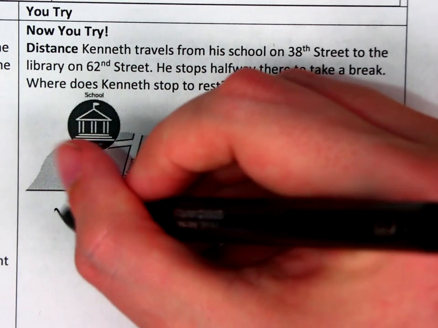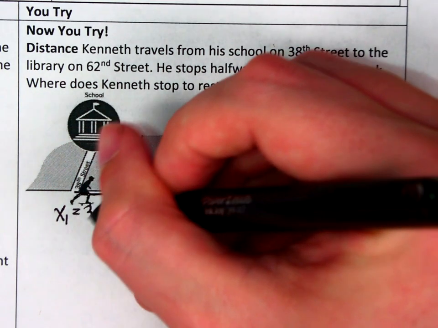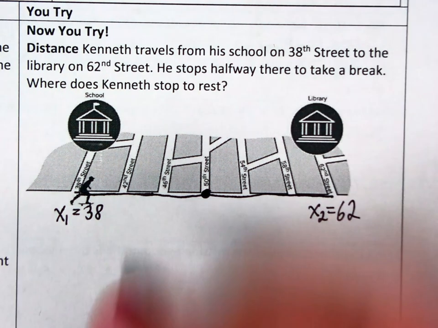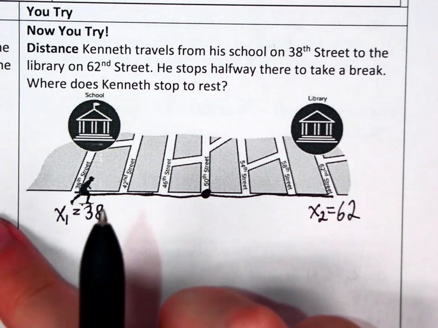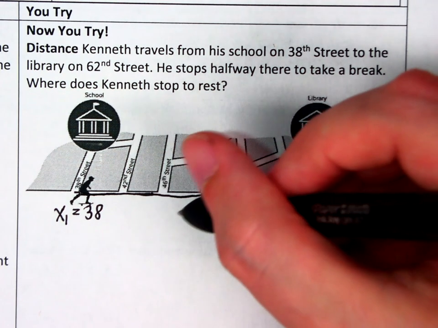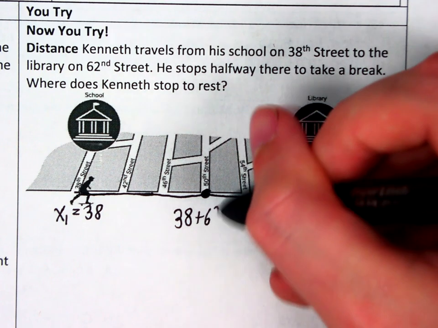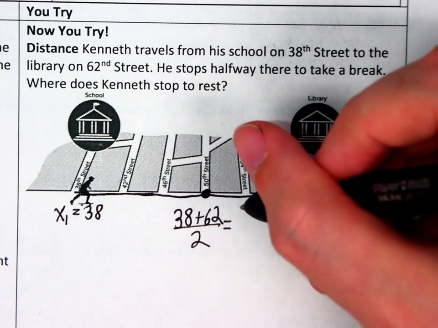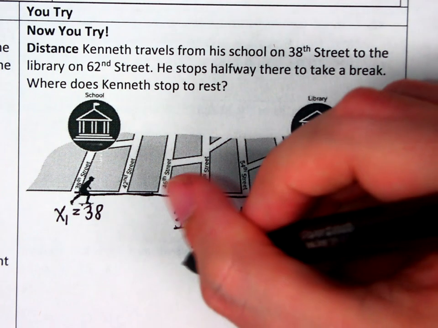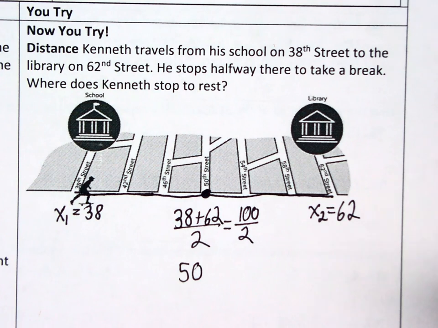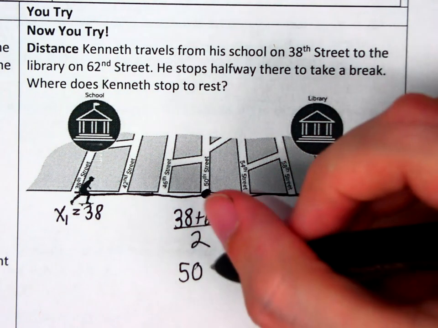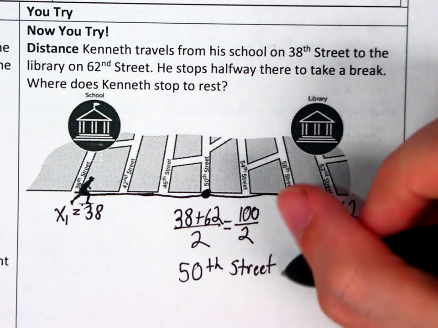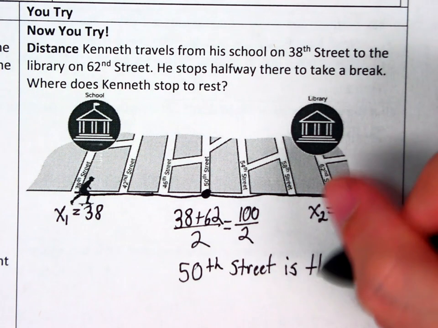Since 38th is a location, I can call it x1, and 62nd is a location, I could call x2 if I desire. And we can just average our street numbers. We can go 38 plus 62 over 2, and we'll get that it equals 100 over 2, which is the same as 50. Which means 50th Street works. 50th Street is the halfway point.